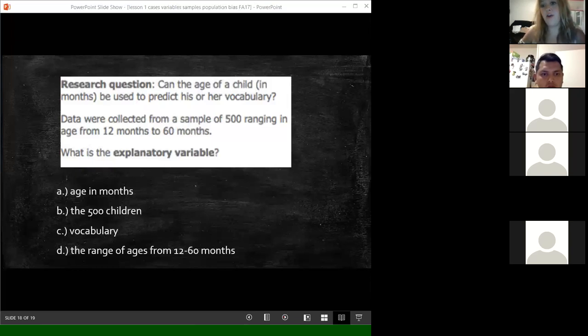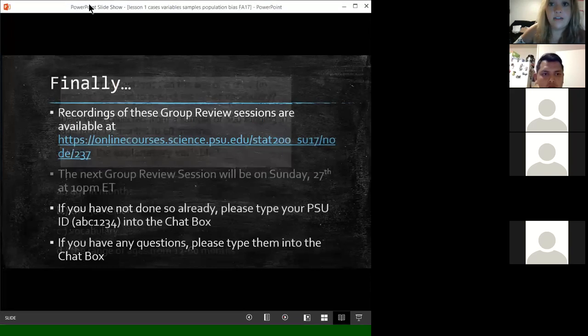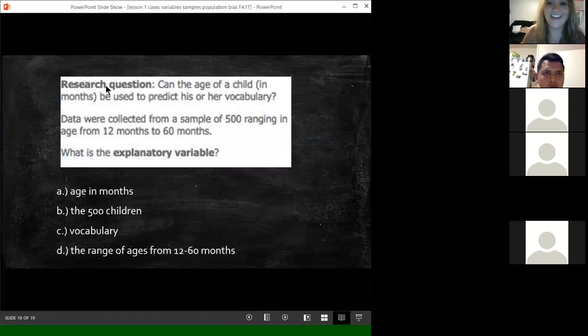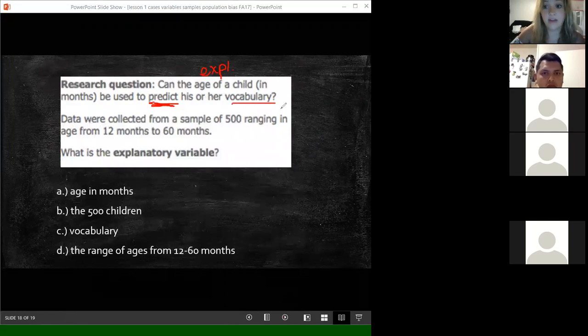So if we go through this and look, remember, we have predict here. Let me annotate. Okay, so, used to predict. Age is being used to predict the vocabulary. So age is going to be our explanatory variable because it's explaining something, which in this case is the vocabulary. That's going to be our response because the age is explaining the vocabulary. The vocabulary is dependent on the age. It's our outcome, dependent on the age. So it's a dependent variable.